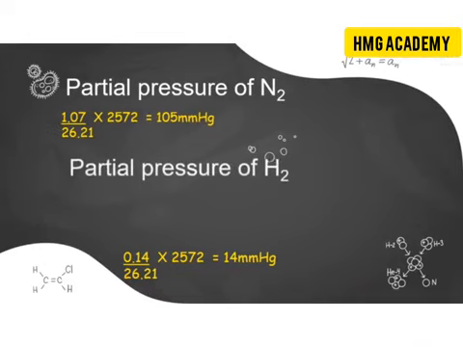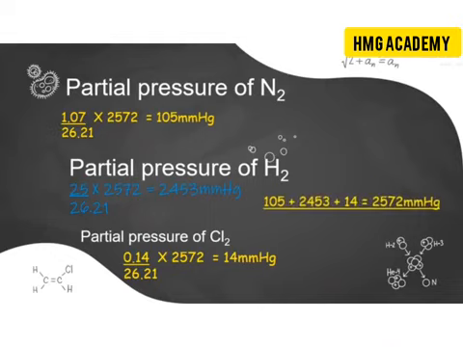For hydrogen, we will repeat the same thing. We'll take the number of moles for hydrogen divided by the total number of moles, which is 26.21, times the total pressure. That partial pressure for hydrogen will become 2453 millimeter mercury. And then we'll repeat the same for chlorine: 0.14 divided by 26.21 times the total pressure, which is 2572. That will give us 14 millimeter mercury as the partial pressure for chlorine.